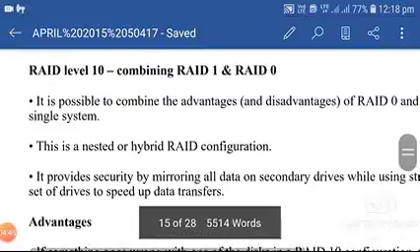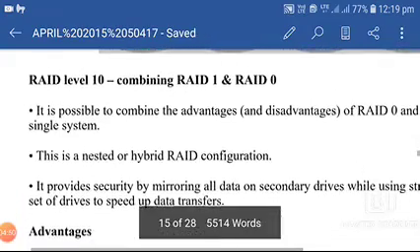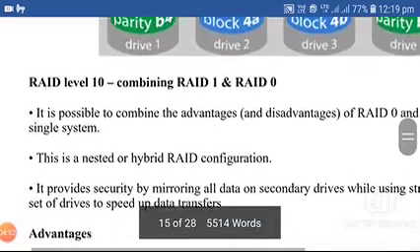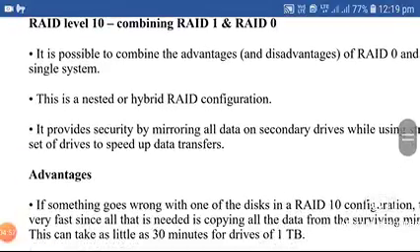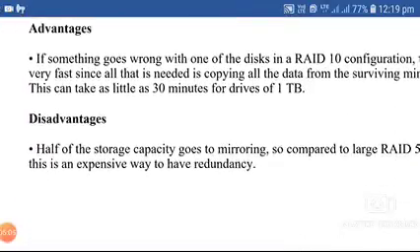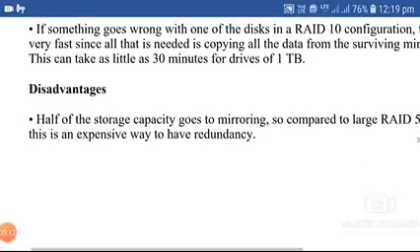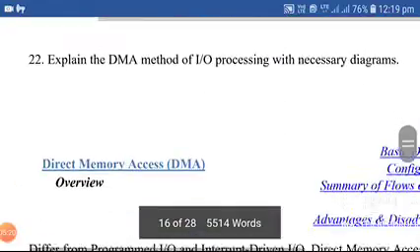Next we are going for RAID level 10, combining RAID 1 and RAID 0. So that is 1 and 0. It is possible to combine the advantages; this is a nested or hybrid RAID configuration. It provides security by mirroring all data on secondary drives. Advantage: if something goes wrong with one of the disks in a RAID 0 configuration, it's very fast and we can recover it from somewhere. Disadvantage: half of the storage capacity goes to the mirroring. This is the combination of RAID 1 plus 0 diagram.